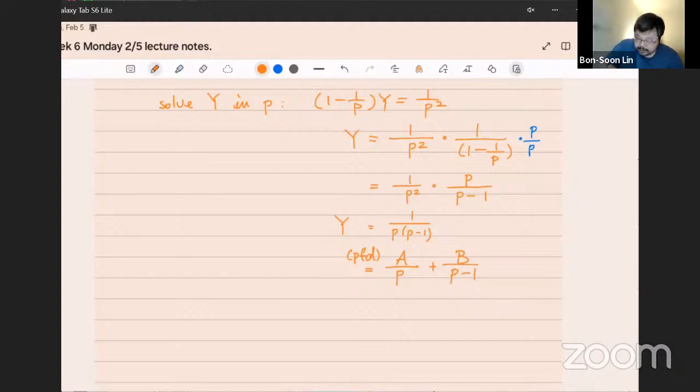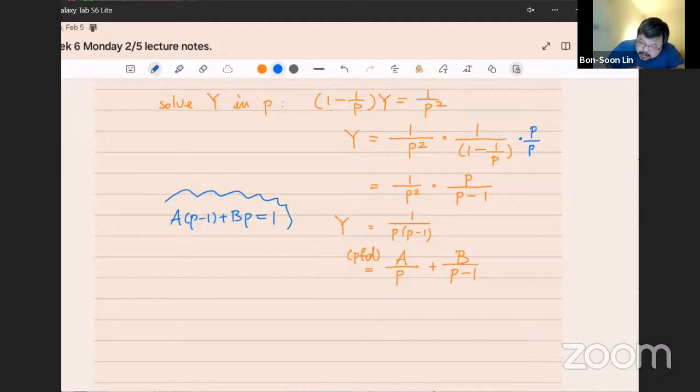And what will partial fractions say? Let's see. There are many ways to deal with this, right? But in general, if you have a rational function, we can do partial fraction decomposition. So this says a times p minus 1. Okay, I will show your way as well, but let's do it first in partial fractions. A times p minus 1 plus bp ought to equal the numerator, which is 1.